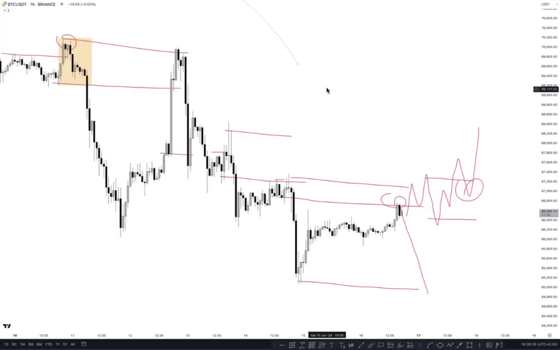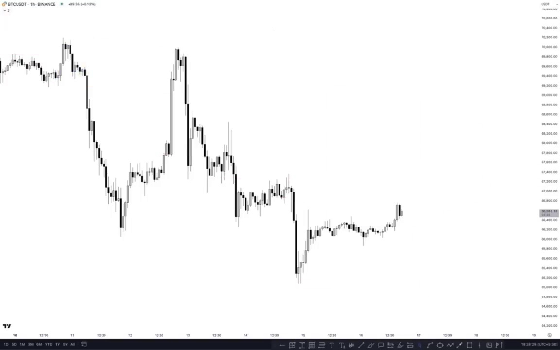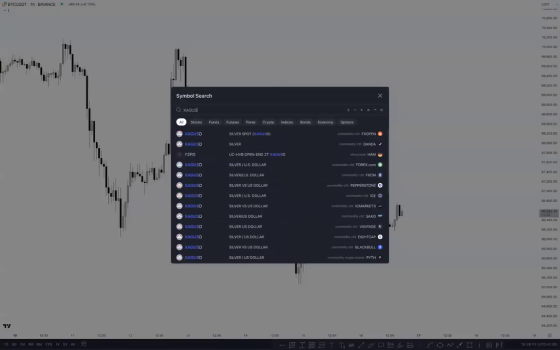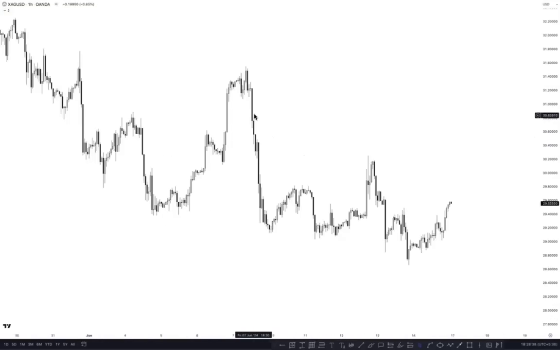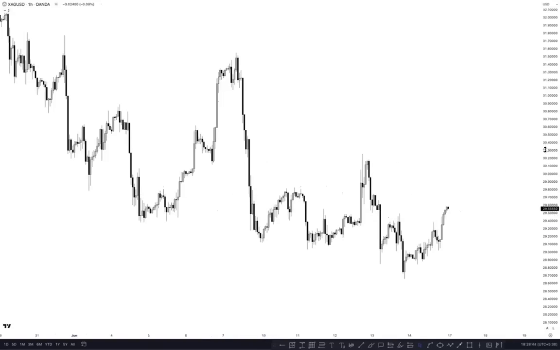Okay, so let's check here. The another pair is XAUSD. Silver, I don't think people trade in silver. Very few members trade here in silver. Silver is also a similar thing like gold and other instruments.